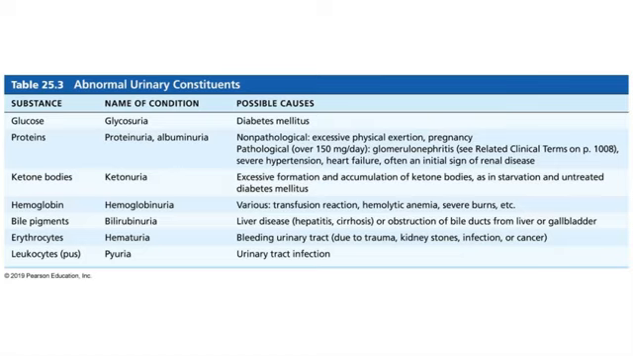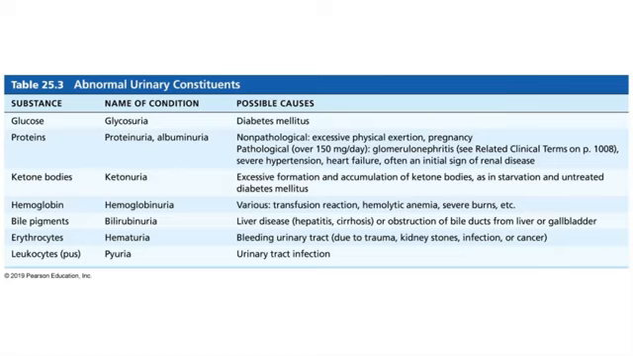Next, we'll look at proteins. The presence of proteins in the urine typically comes from severe hypertension, that is, severe high blood pressure, because high blood pressure can damage the capillaries of the nephrons and cause proteins to leak into the filtrate and then also be visible in the urine as well.